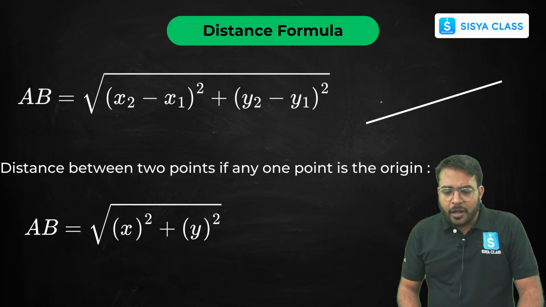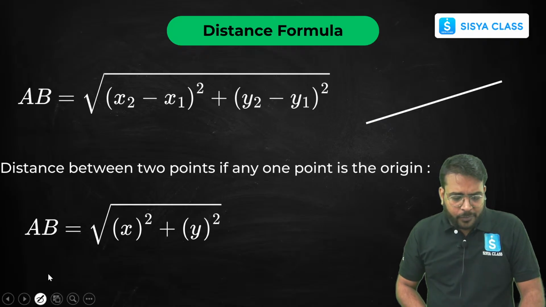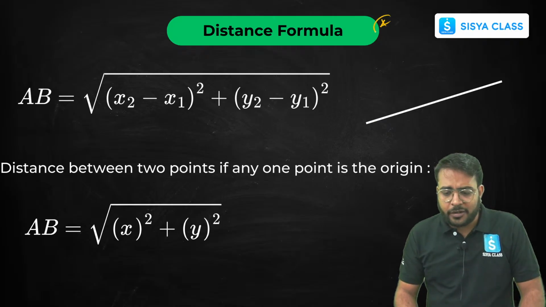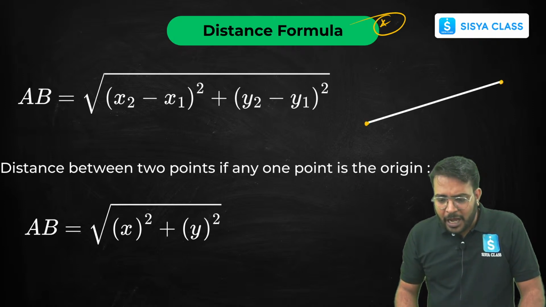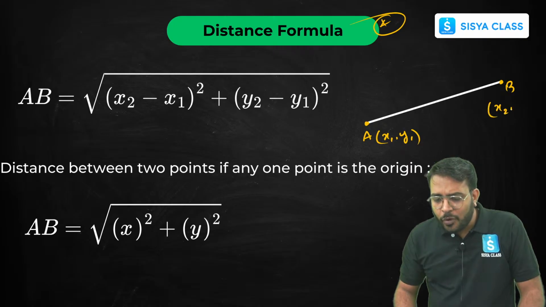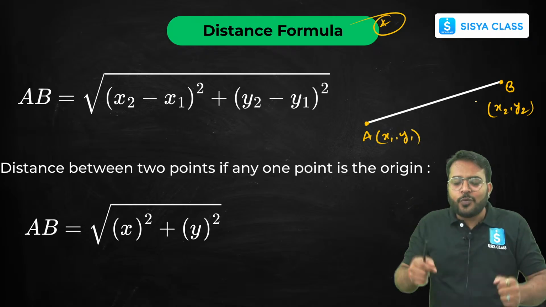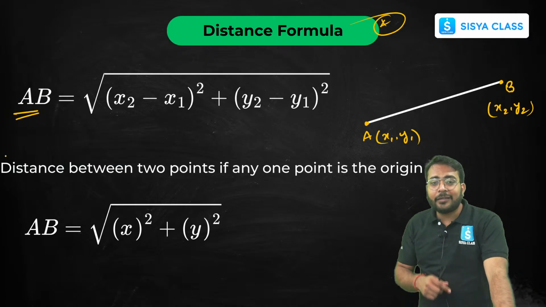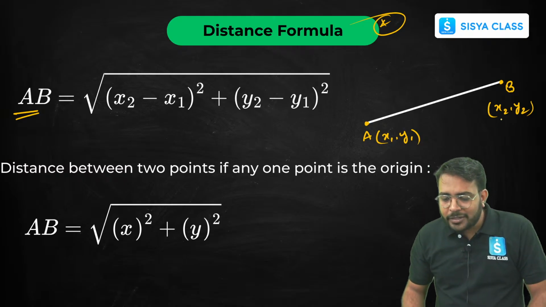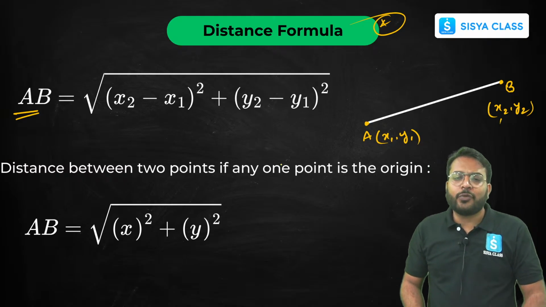Now, the most important thing: the distance formula. Suppose I have 2 points, A and B. The coordinates of point A are x1 and y1, and the coordinates of point B are x2 and y2. If I want to find the distance between these 2 points, it is written as the square root of (x2 minus x1) whole squared plus (y2 minus y1) whole squared.